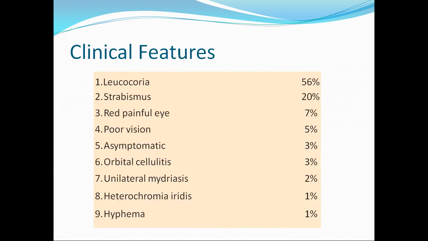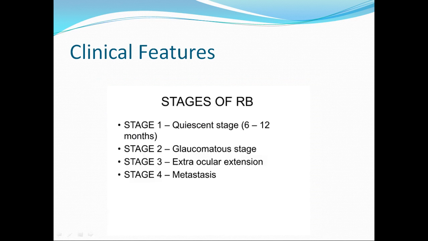Coming to the clinical features, RB may present in a variety of ways. Leukocoria is the most common presenting feature, followed by strabismus, painful blind eye and loss of vision. The clinical presentation of RB depends on the stage of the disease. The 4 stages are: stage 1 is the quiescent stage, stage 2 is the glaucomatous stage, stage 3 is the stage of extraocular extension and stage 4 is the stage of metastasis.